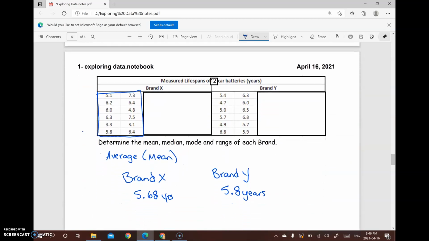We're going to look at the first 12 batteries in that first example we had with Paulo. We're going to look at determining the mean, median, mode, and range of each brand. To save us some time, I already calculated the mean. If you wanted to check the work, you would have to add all 12 numbers and then divide by 12. You have to divide by the amount that's there. I got 5.6 years for brand X and 5.8 years for brand Y. So on average, brand Y lasts longer.